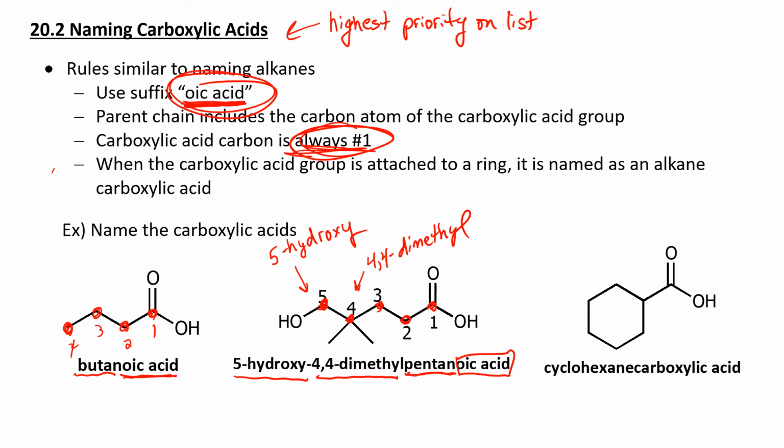Now for this next example, it's just illustrating if it's in a ring. We call it a cyclohexane carboxylic acid. So we name it the alkane, cyclohexane, and we write the word carboxylic acid.